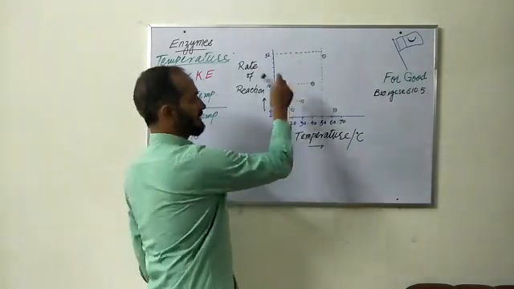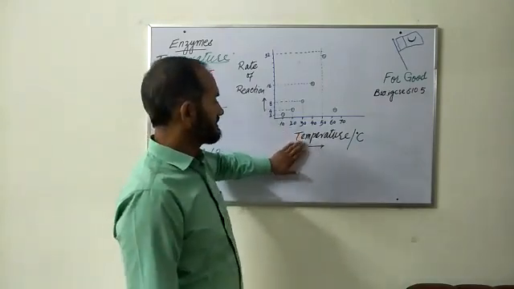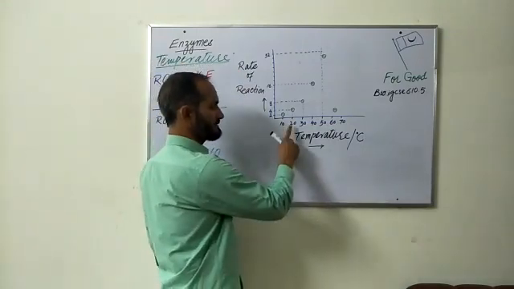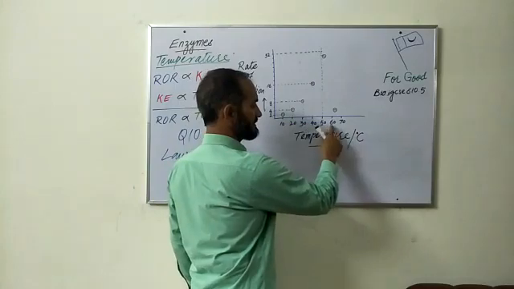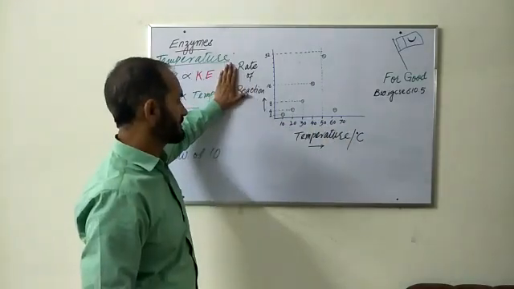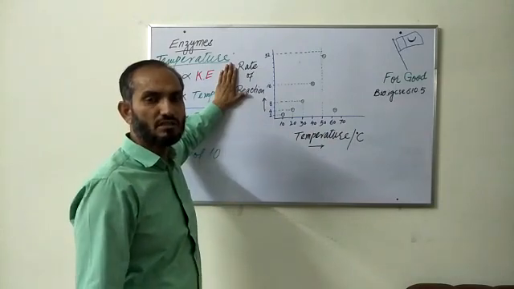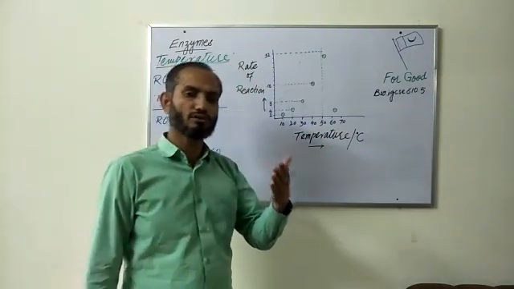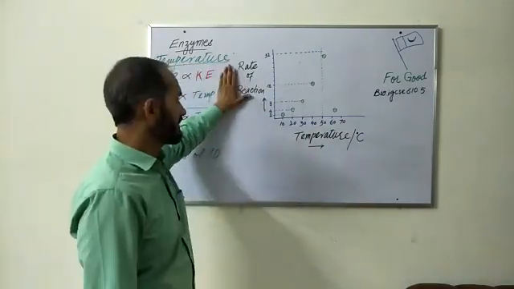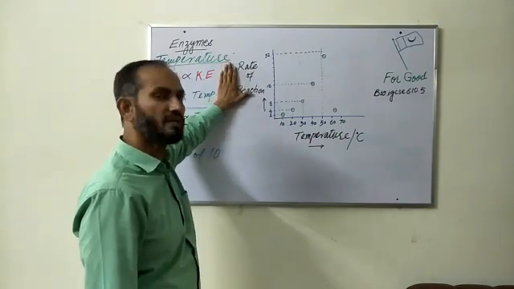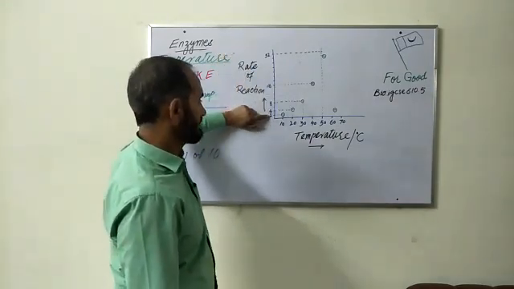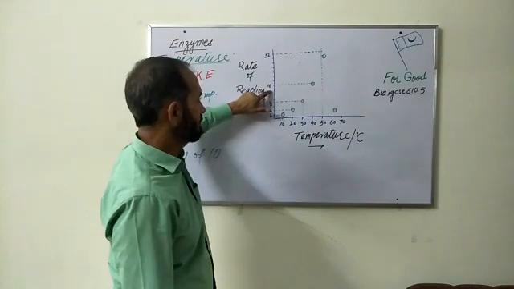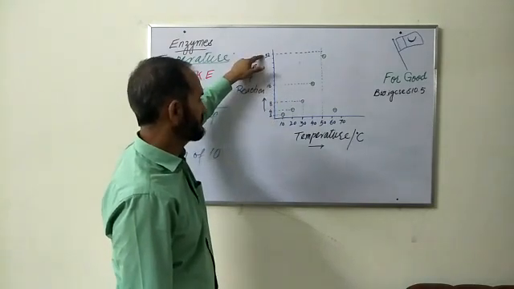Now look at this chart. We have temperature in degrees Celsius on the x-axis with a difference of 10 degrees Celsius: 10, 20, 30, 40, 50, 60 and 70. And we have rate of reaction in arbitrary units, meaning the number of products formed per unit time or the number of substrate molecules consumed per unit time, that is the rate of reaction. We take rate of reaction on the y-axis, with a difference of 2: 2, 4, 6, 8, 10, 12, 14, 16 and so on up to 32.